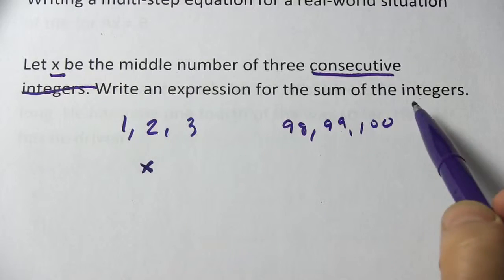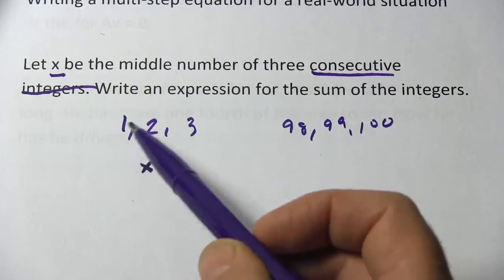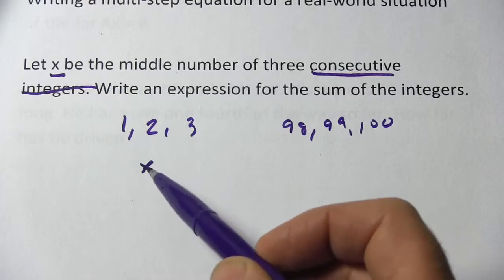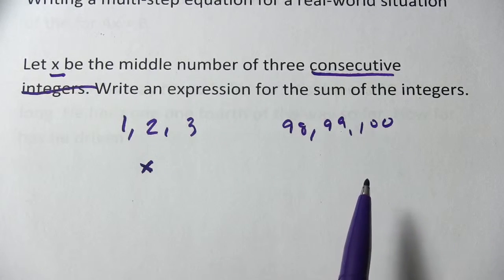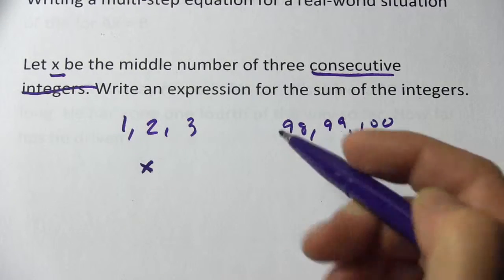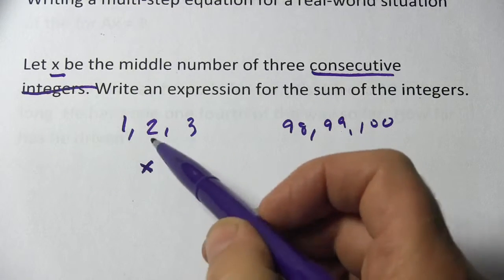And we want to write an expression for the sum of these integers, so we're going to add together the first integer, the second integer, and the third integer. We know what the second one is, it's x. We need to come up with an idea of what the first and the third are. Let's try the third here.